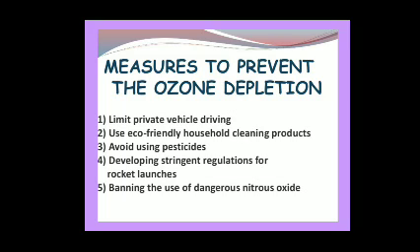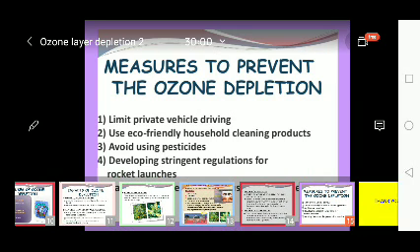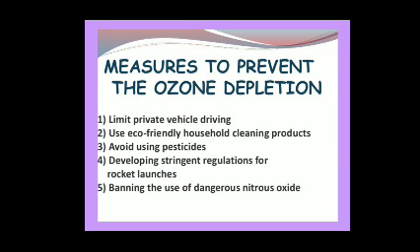So limit private vehicle driving. Use eco-friendly household cleaning products. Avoid using pesticides. Developing stringent regulations for rocket launching. Banning the use of dangerous nitrous oxides. These are the preventing methods of ozone layer depletion.